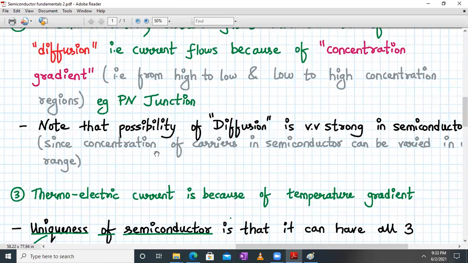Now the third one is the thermoelectric current. This is because of temperature gradient. In two areas of a semiconductor, we can say different points, we can have different temperature. The current due to that is called thermoelectric current. Basically in a thermocouple, the two junctions, one is a hot junction and one is a cold junction. Whenever we have a temperature difference in a semiconductor material, it will give current due to the thermoelectric effect. So this is due to temperature gradient.